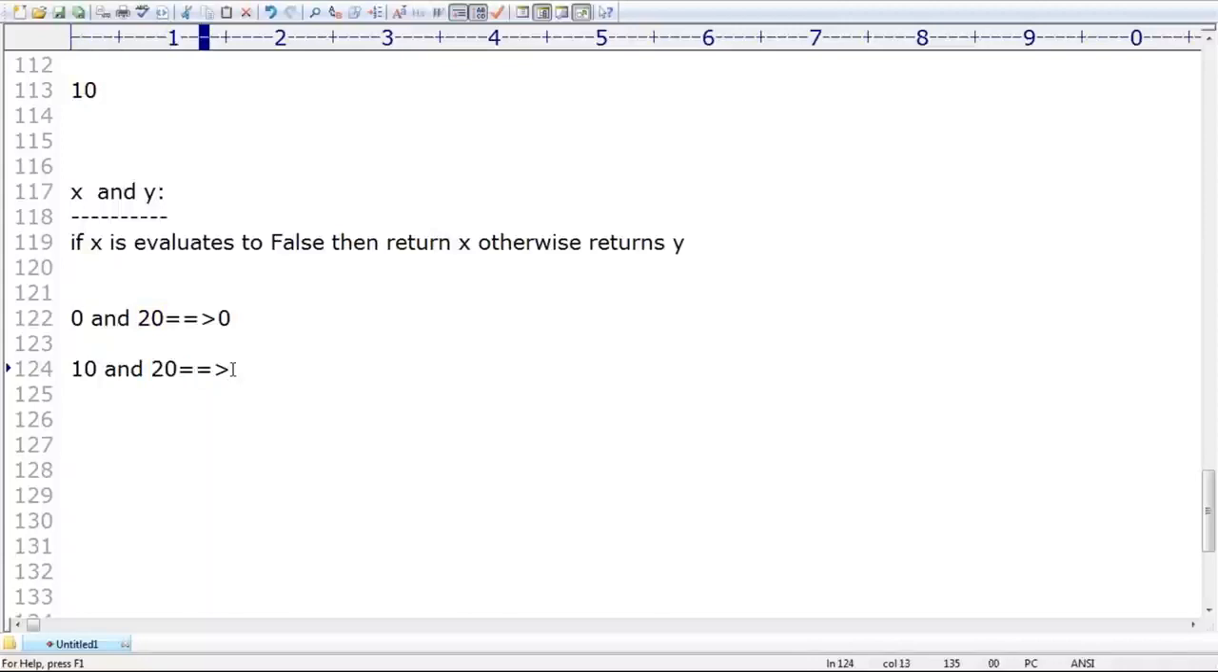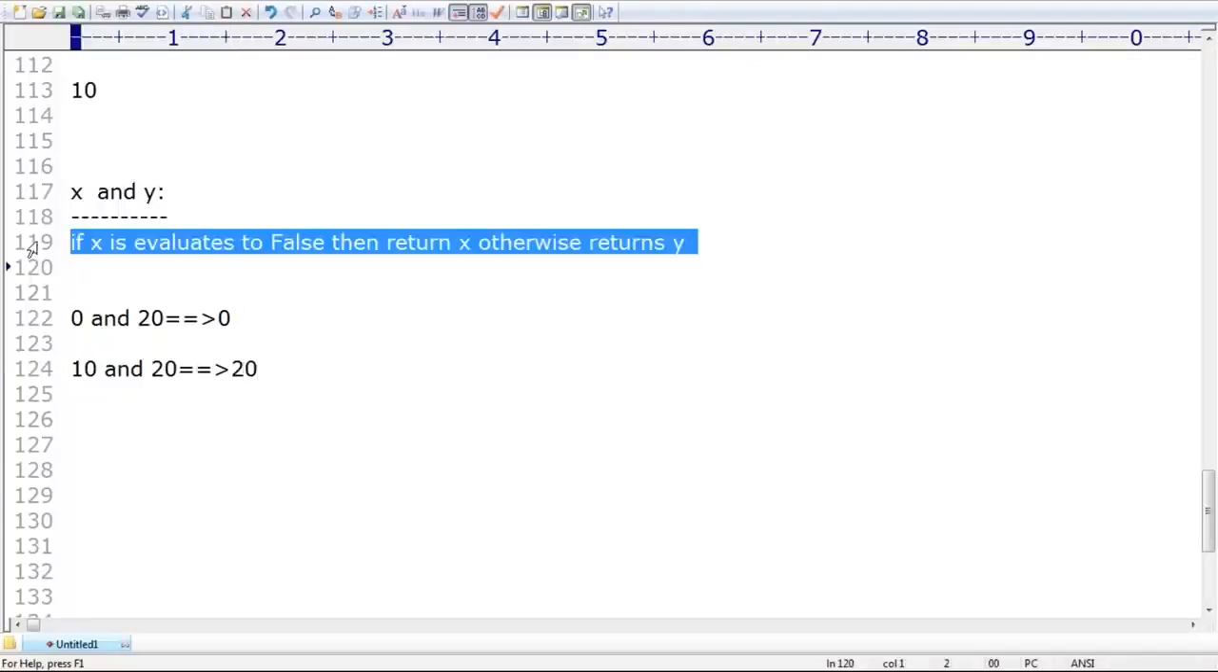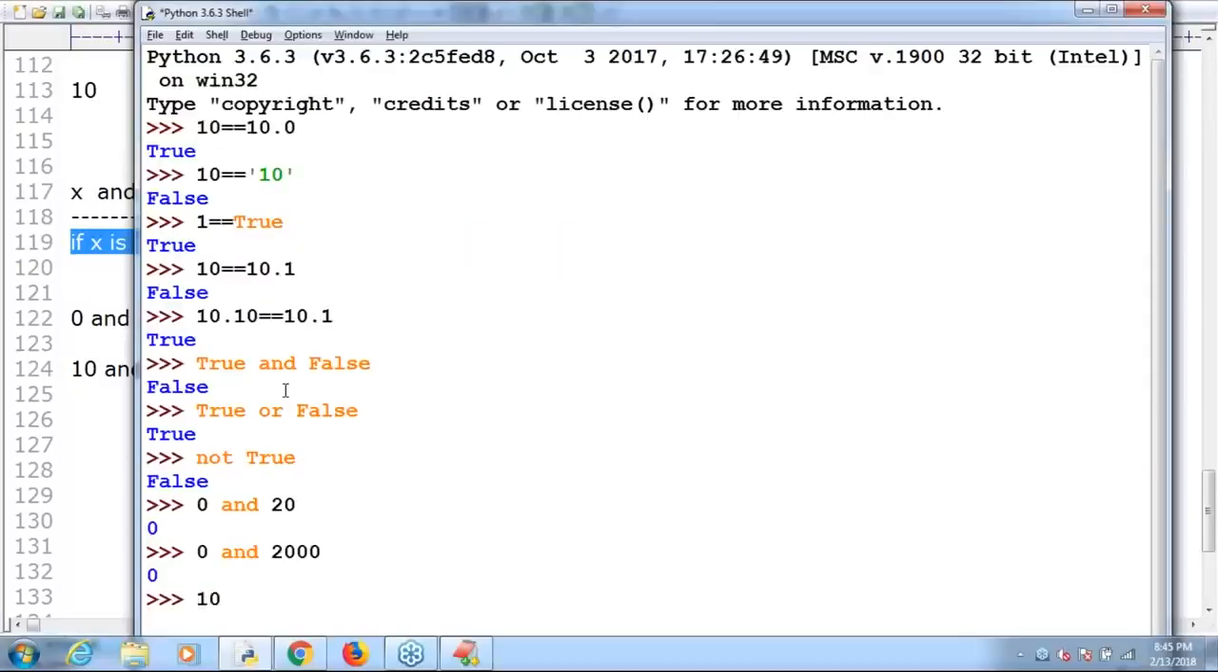Can you please tell what the answer is? According to our line, what is the answer? Please respond, each and every person. What answer are we going to get for this? 20. Is this line clear? Okay. Now 10 and 20. What answer do we get by default? 20 is the answer. Remember that, sir.